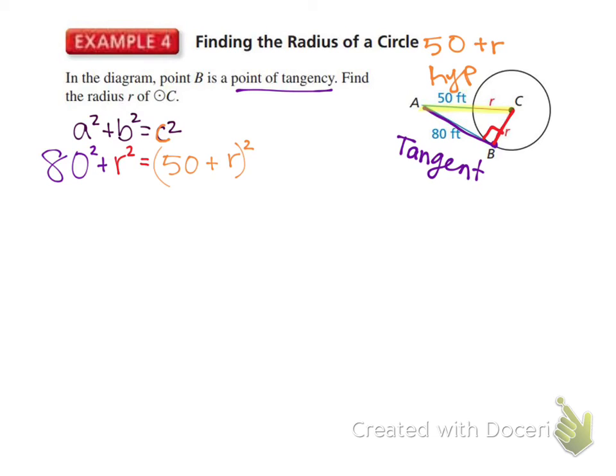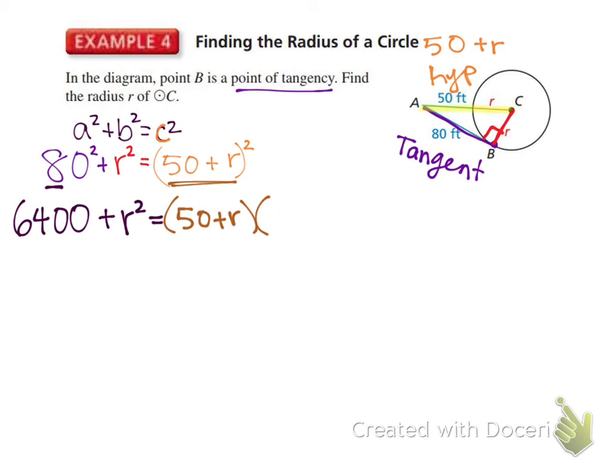What is 80 squared? What's 8 squared? 64 and then 640. 6,400. Plus r squared. So, when something's being squared, what is happening to it? It's multiplying by itself. So this is the same thing as 50 plus r times 50 plus r. And that is the exact way that you need to write it.